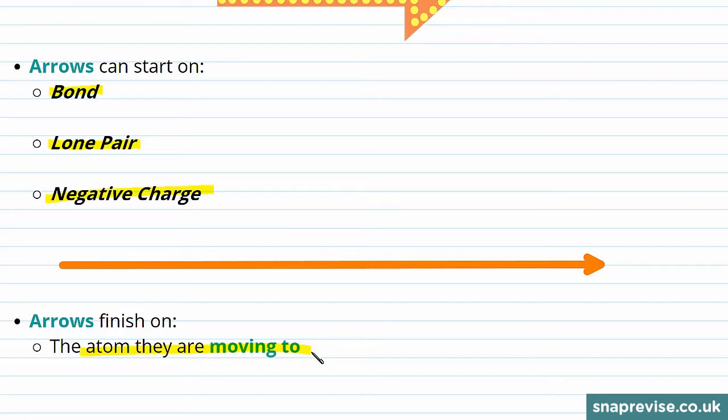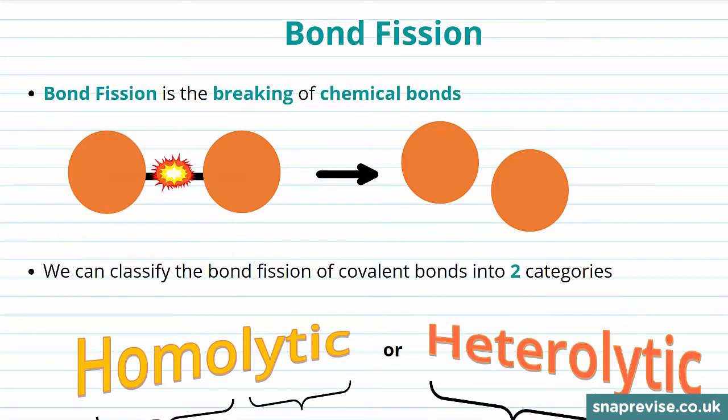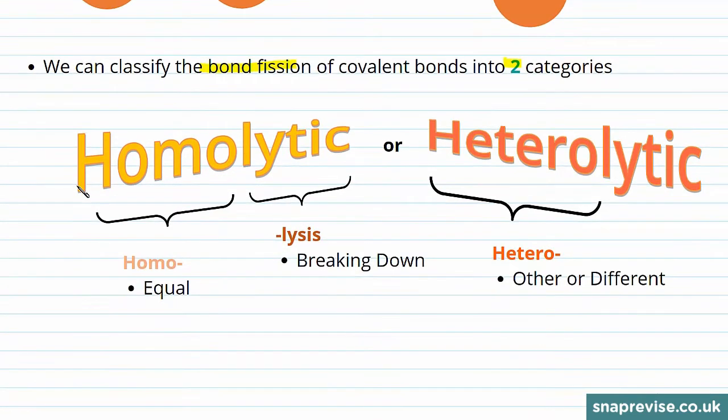Before we have a look at how we use these arrows and the different types of arrows we use, let's take a look at the term bond fission. Bond fission is the breaking of our chemical bonds. We can classify the bond fission of our covalent bonds into two categories. Those are homolytic and heterolytic.